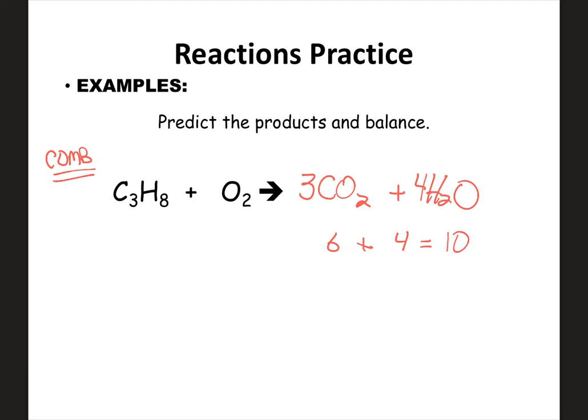So how can I get that on the left side? Put a 5 in front. That gives me 10 oxygen on the left. So this would be the complete balanced equation for this reaction.